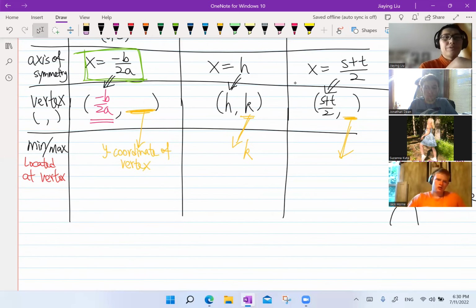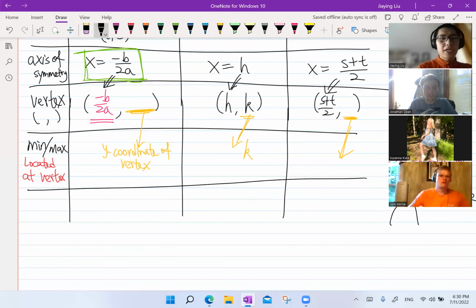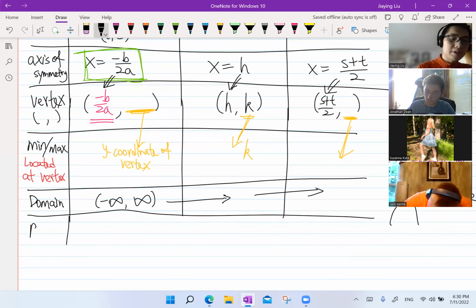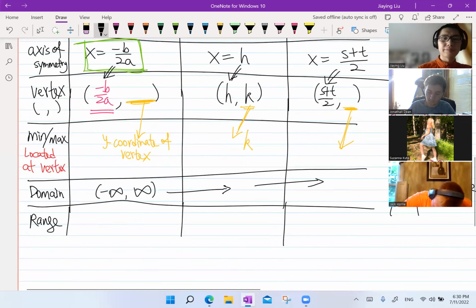And two more things will be really quick. The next thing is domain. So domain of a quadratic function is always going to be all real numbers from negative infinity to positive infinity. That's the same for all of them. Doesn't matter what form it is, it's the same. And range, it depends on the shape.